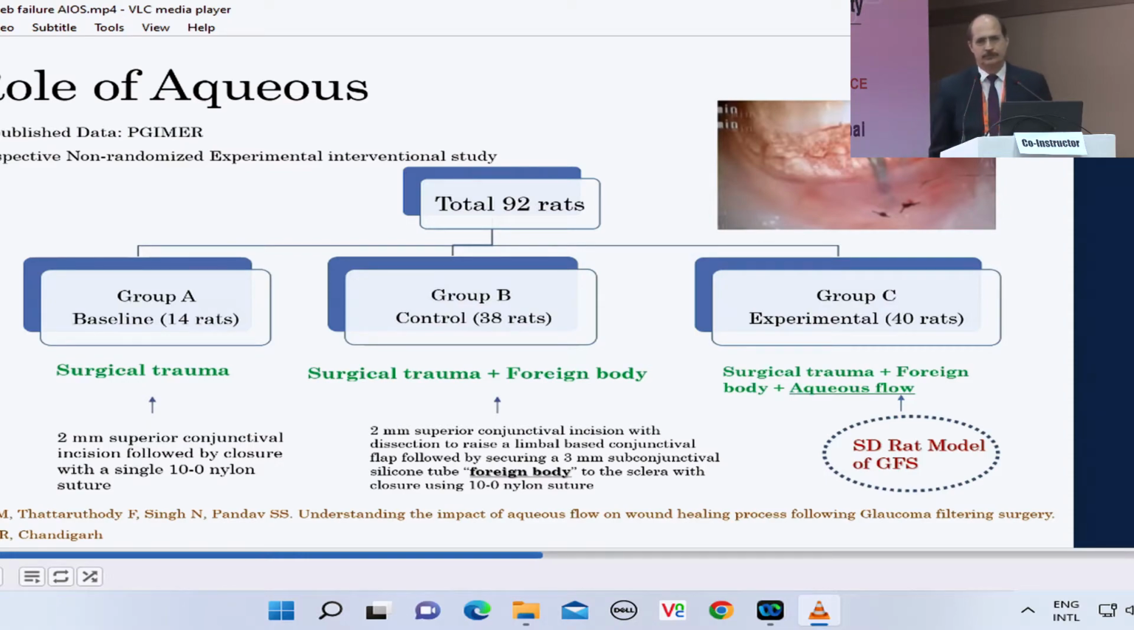Group A was the baseline, which just got the conjunctival incision followed by a closure with a single Tenon nylon suture and formed the baseline group. Group B had a silicone tube which was implanted in the subconjunctival space, but it was not connected to the anterior chamber. So basically, group B had surgical trauma with the presence of a foreign body. And in group C, as we can see, the tube was connected into the anterior chamber. So there was surgical trauma, foreign body, along with the aqueous flow.